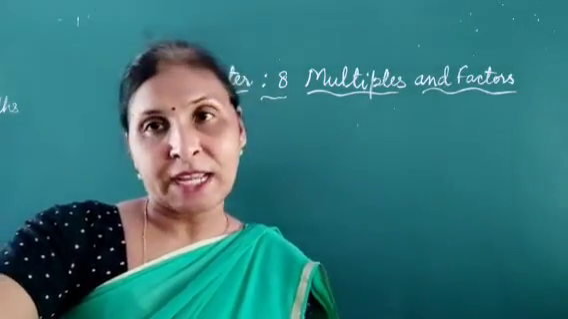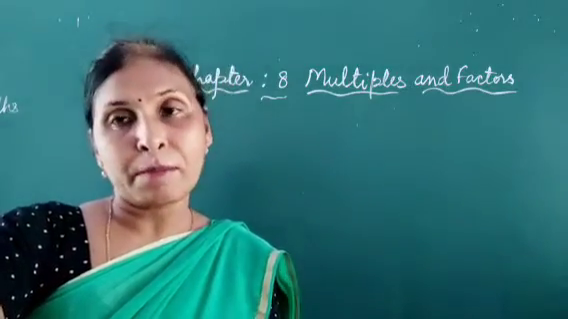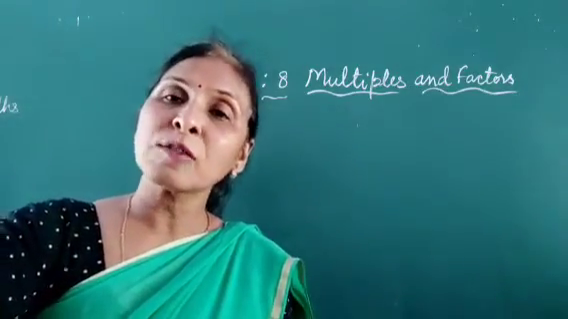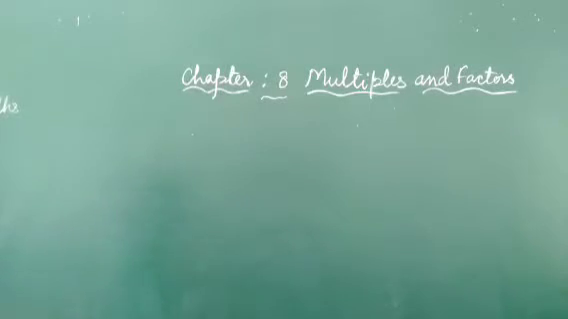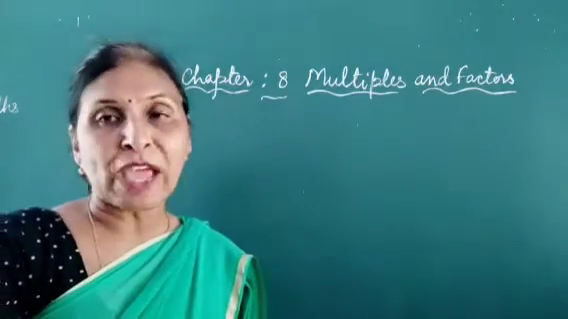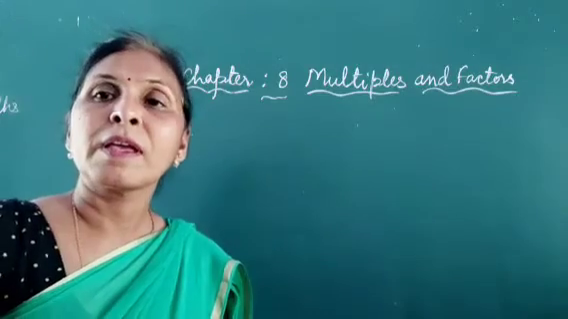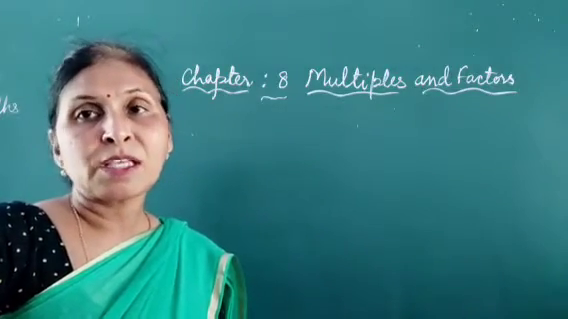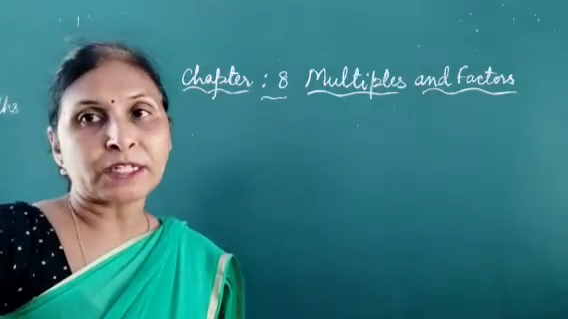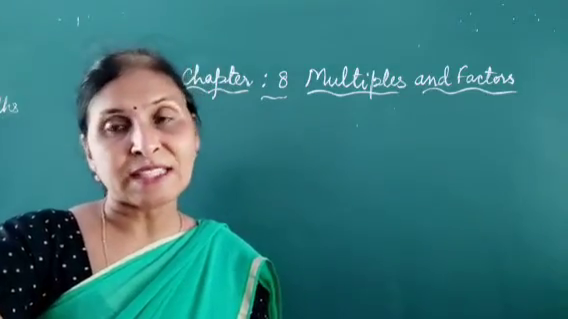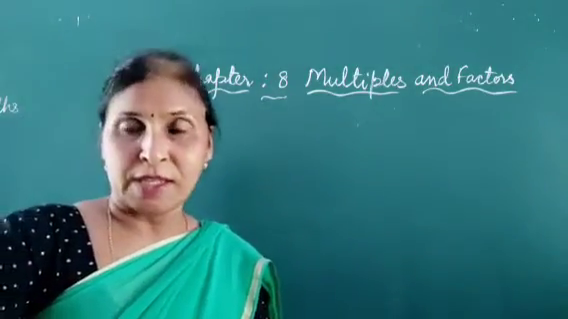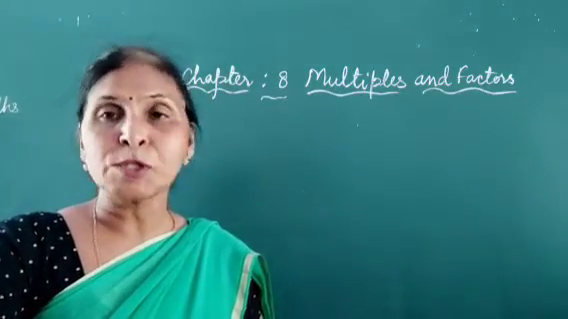Now what is factorization? To break a number into its factors is called factorization. Now what is prime factorization? The method of expressing a number as a product of its prime factors is called prime factorization. Prime factorization is best expressed as a factor tree. Let's take some examples to understand.